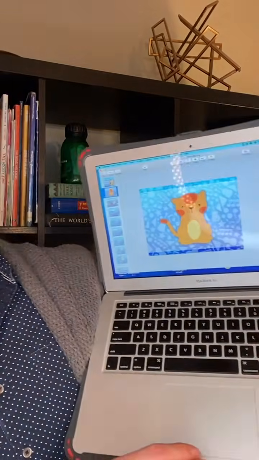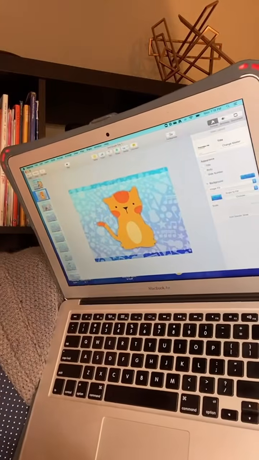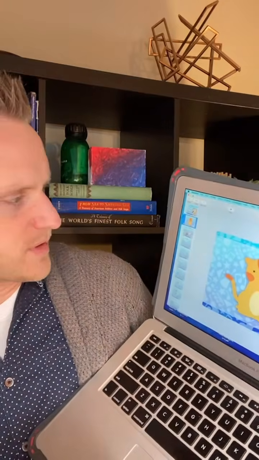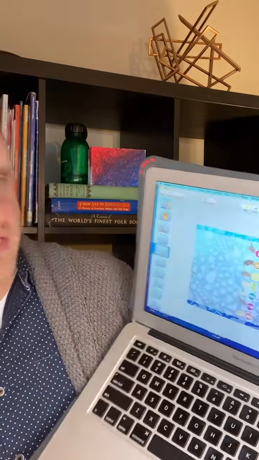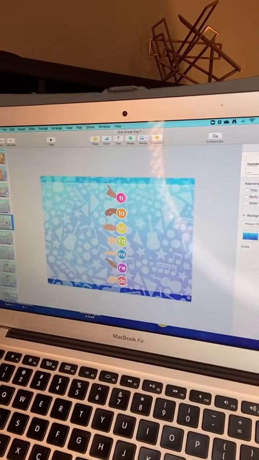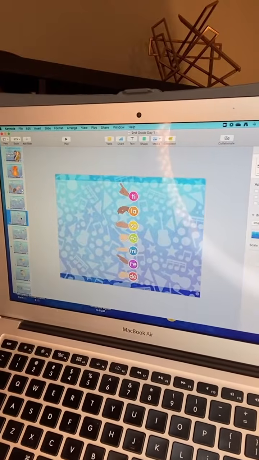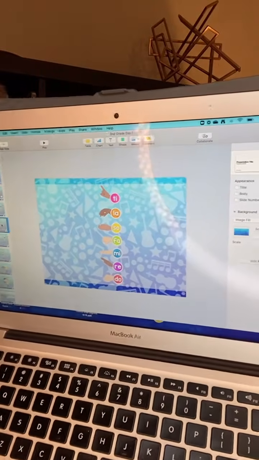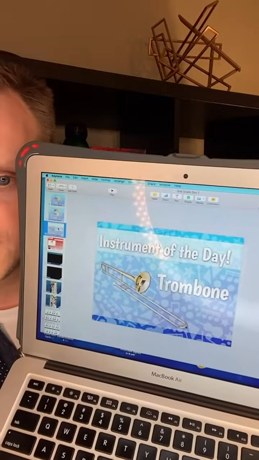right? And then I go through and I have reminder slides to remind myself, like, oh, we're doing the copycat next. There's tabby. And then we do a little bit of body percussion. We do some solfege. I just took these from my Music Dots resource and put them in there. So that's for solfege. But then when we get to the instrument of the day slide, I just have a picture of a trombone.